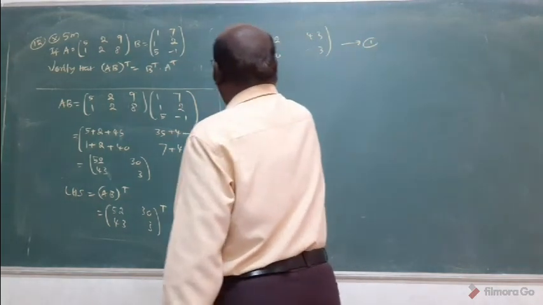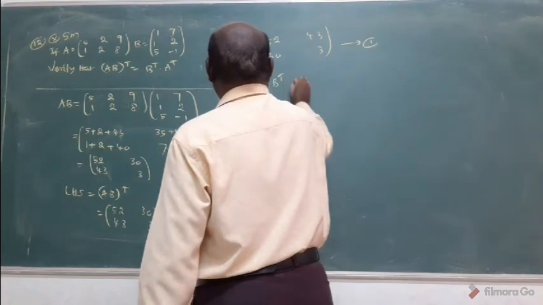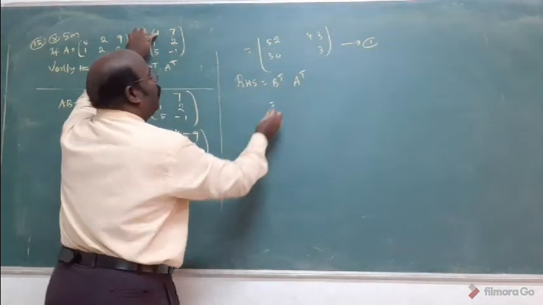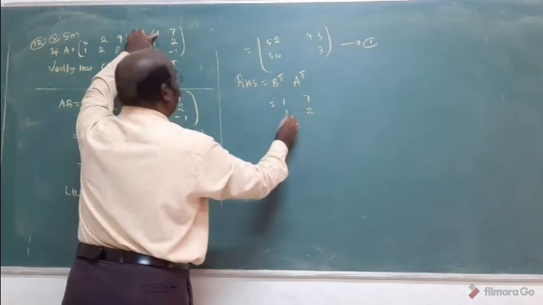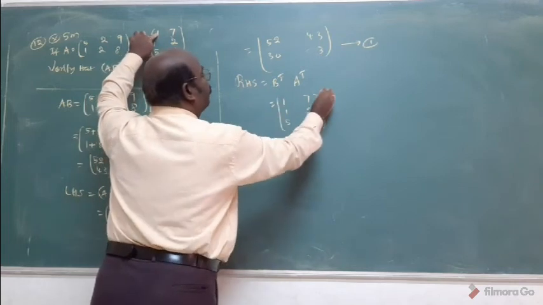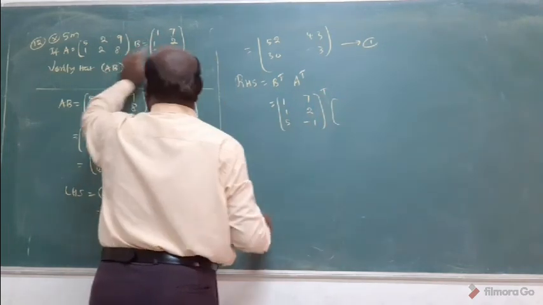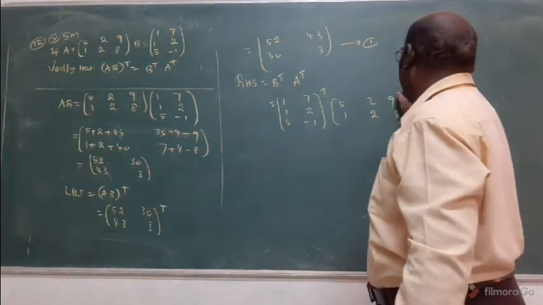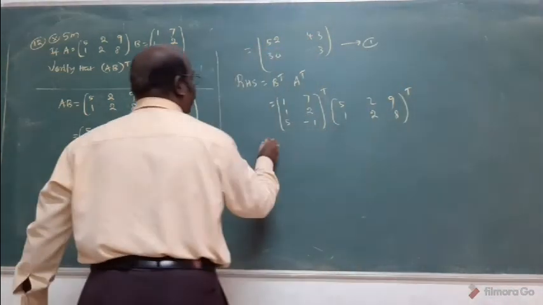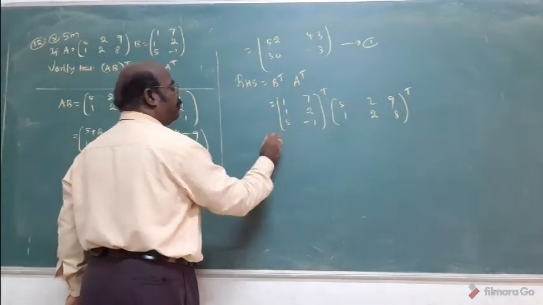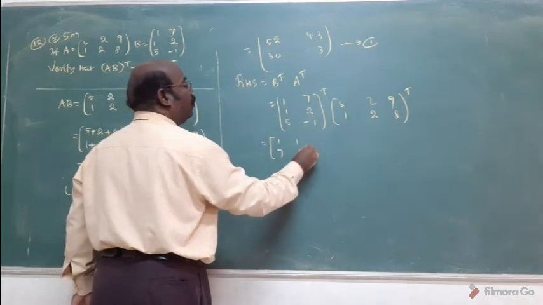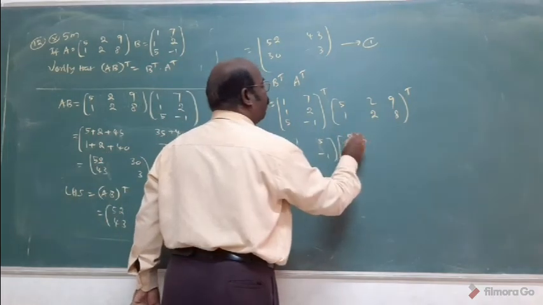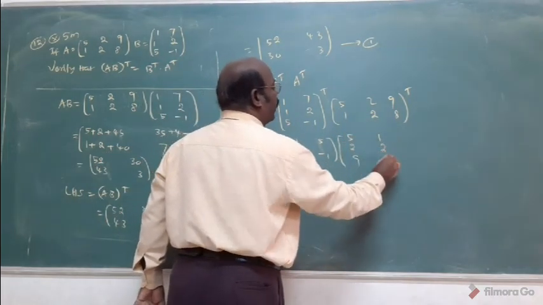Am I right? Now RHS is equal to B power T, A power T. Write the question: B power T, A power T. What is the B value? 1, 7, 1, 2, 5, minus 1, this is power T. A value is what? 5, 2, 9, 1, 2, 8, power T. Power T represents the first row becoming the first column: 1, 7, 1, 2, 5, minus 1. Now, the first row is becoming the first column, the second row is becoming the second column.